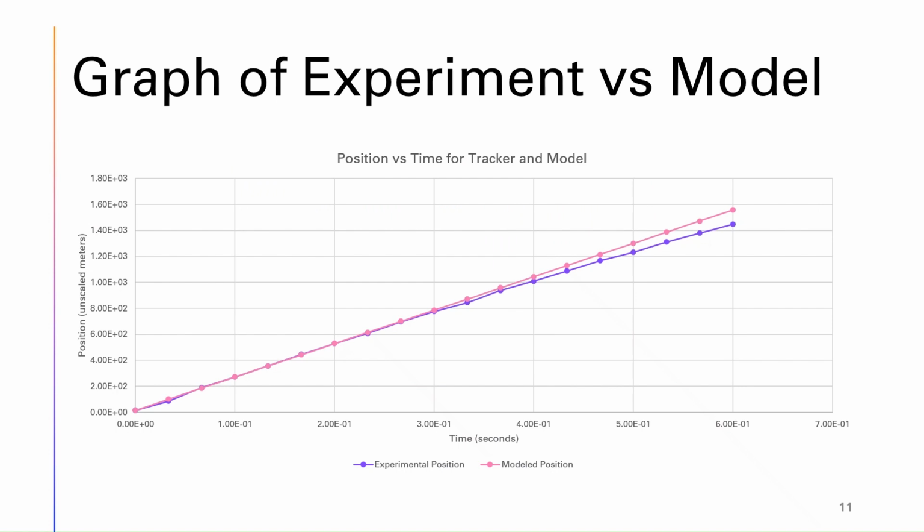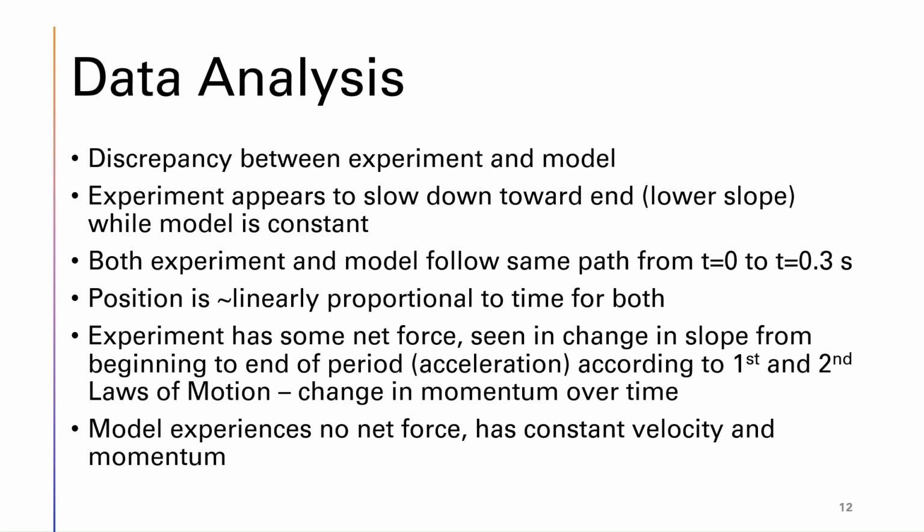As you can see in the graph, the experiment and the model follow a pretty close path, but towards the end, the experiment starts to fall away from the model, which would indicate that it was not perfectly modeled. This discrepancy between the two can be put down to deceleration or a change in velocity, because the slope towards the end is not as steep as it is in the beginning for the experiment. However, both the experiment and the model seem to follow about the same path from 0 to 0.3 seconds. So for smaller time increments, for smaller values of time, the model seemed to work pretty well.